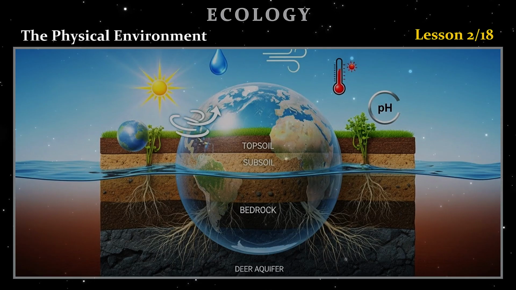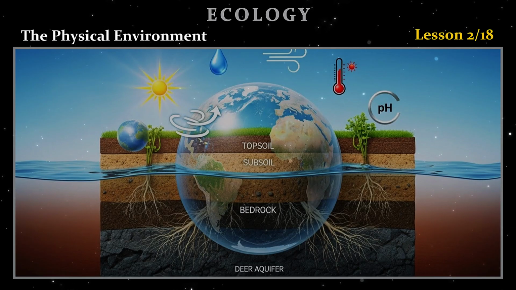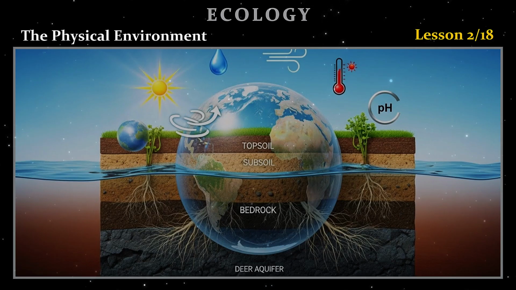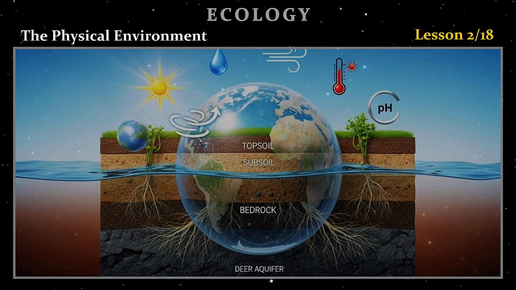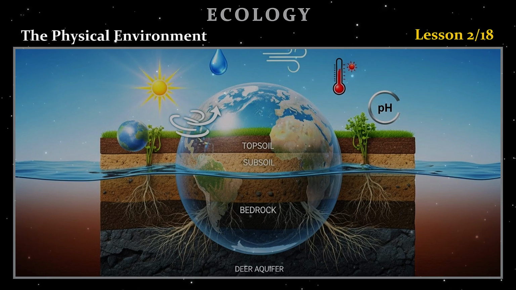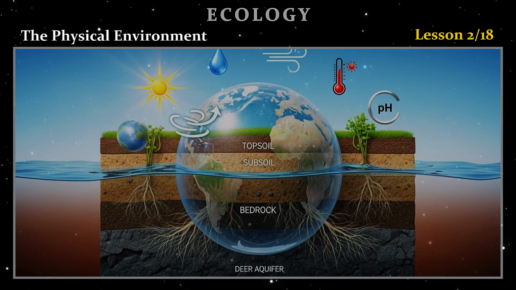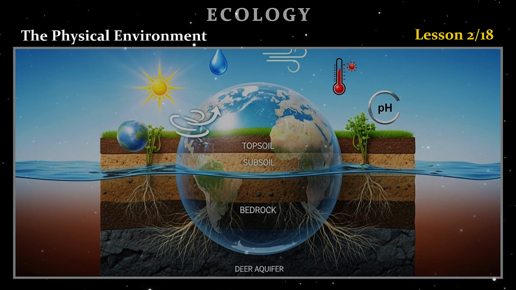The quality of this soil determines the quality of the ecosystem. A tropical rainforest actually has very poor soil because the heavy rains wash the nutrients away. The nutrients are locked in the trees, not the ground. In contrast, the grasslands of the American Midwest have deep, rich soils built up by centuries of dying grass roots, making them the breadbasket of the world.